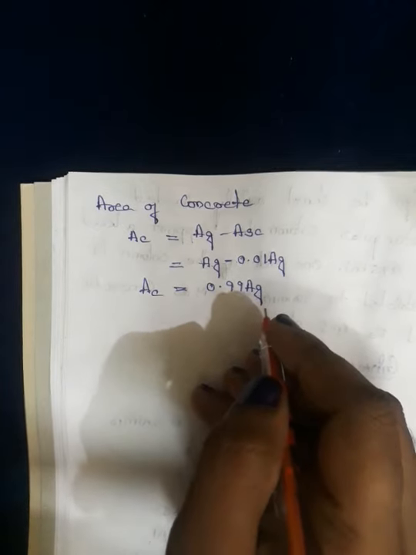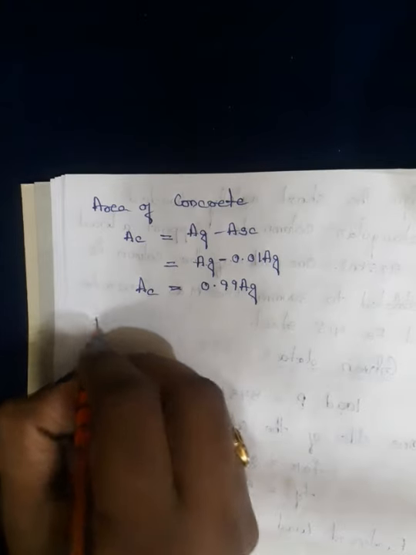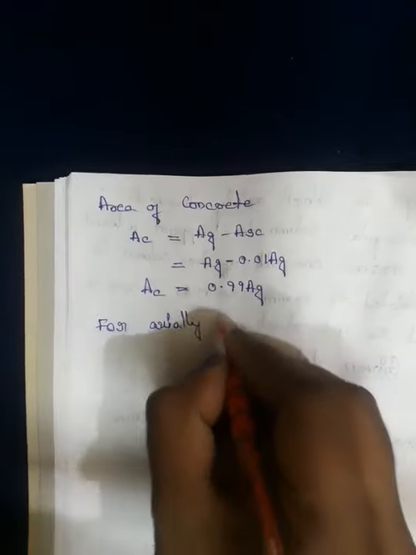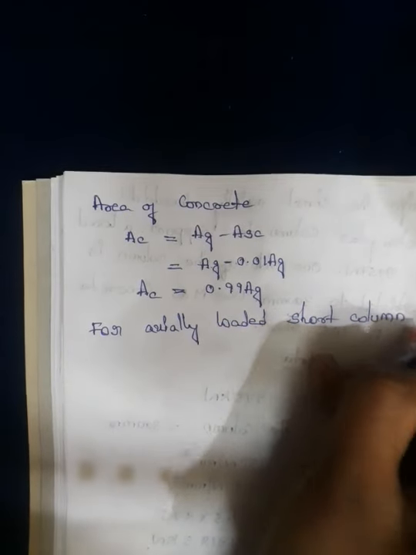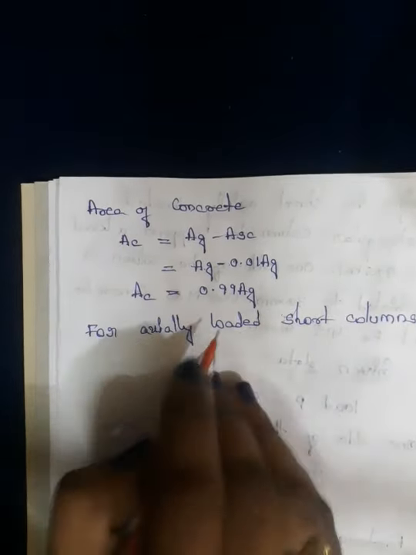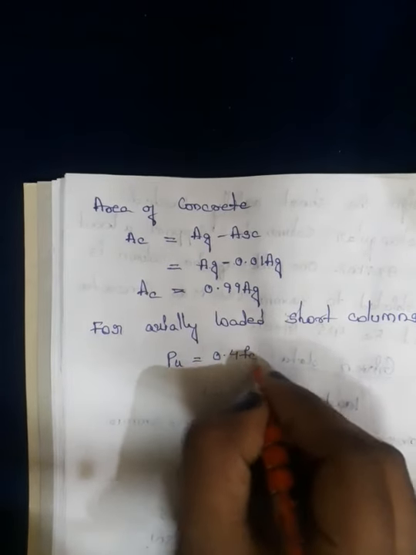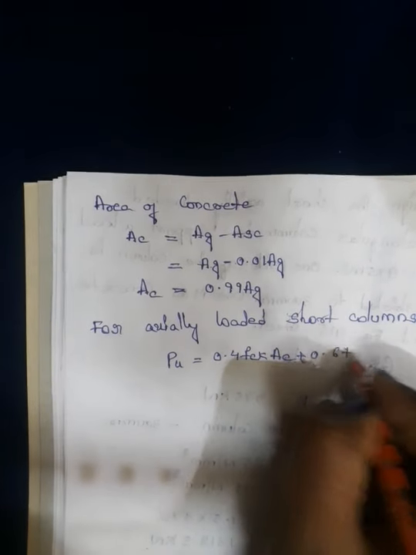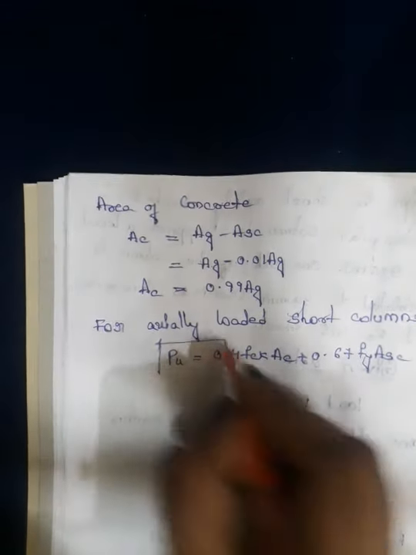So now we'll calculate the Ag. For axially loaded short columns, so these are the axially loaded columns, right? For axially loaded columns, Pu is equal to 0.4 fck Ac plus 0.67 fy Asc. So this is the formula.